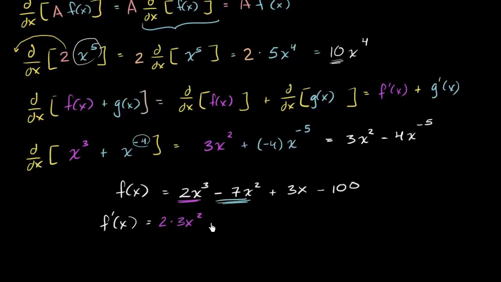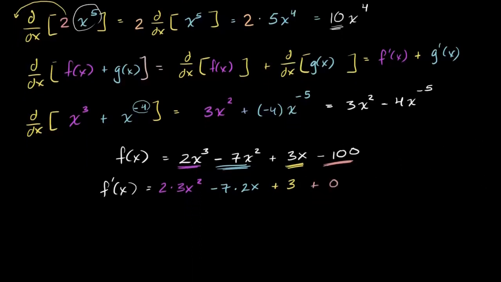Well, it's just going to be negative 7 times the derivative of x squared, which is 2x. What is the derivative of 3x going to be? Well, it's just going to be 3 times the derivative of x, or 3 times the derivative of x to the 1st. The derivative of x to the 1st is just 1. So this is just going to be plus 3 times, we could say 1x to the 0, but that's just 1. And then finally, what's the derivative of a constant going to be? Let me do that in a different color. Well, we covered that at the beginning of this video. The derivative of any constant is just going to be 0. So plus 0.